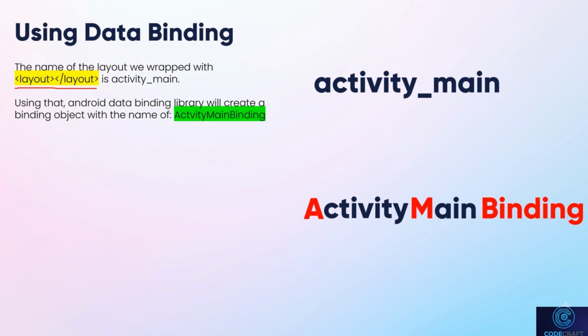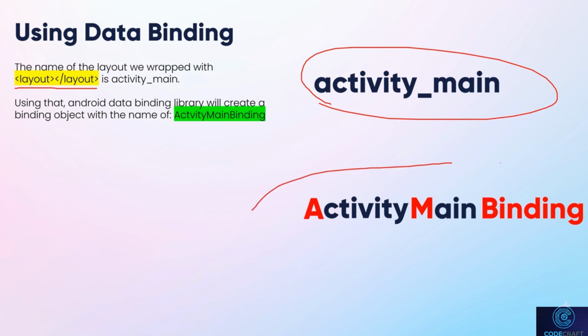So if you use the layout tag in the activity_main layout, the data binding library will create a binding object with the name ActivityMainBinding. Let's jump into Android Studio and learn about data binding with a quick example.